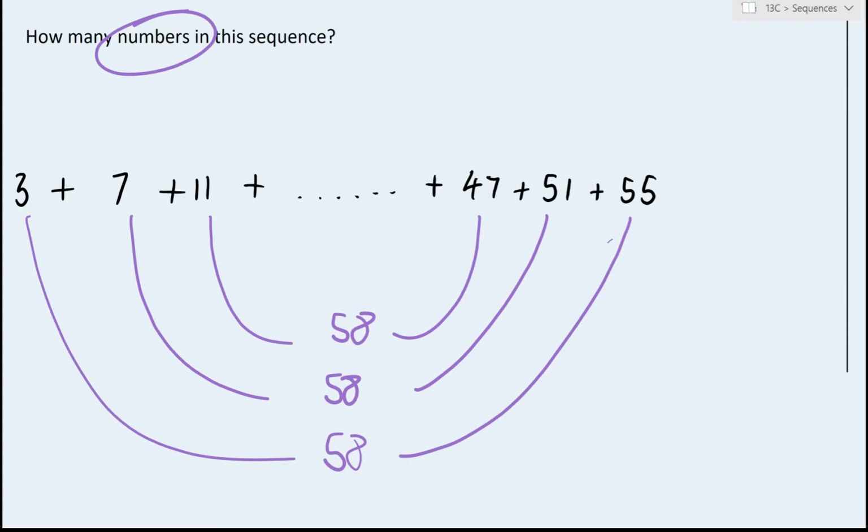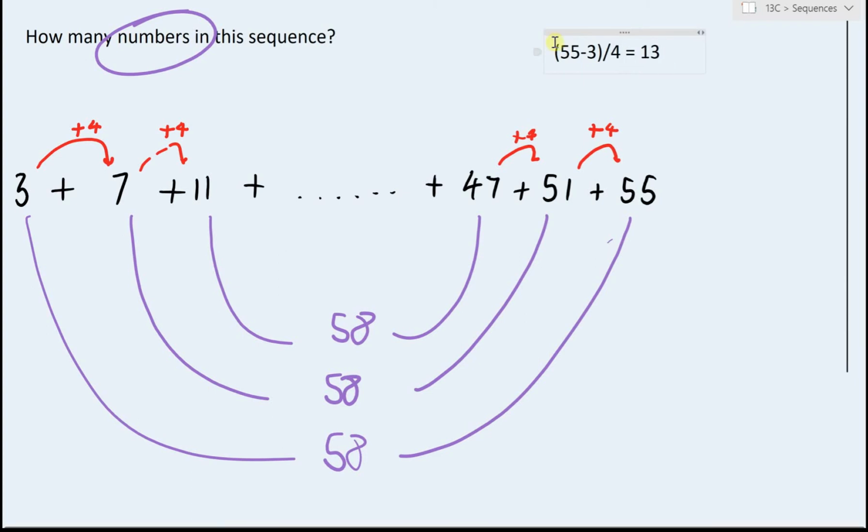What we're going to do is work out what we're going up by each term. That is fairly obvious. Each time we are going up by 4. So then the question is, how many jumps of 4 have I made? The best way to work it out is just do the difference in the terms. So 55 take away 3 and then divide that by 4. That gives me 13.